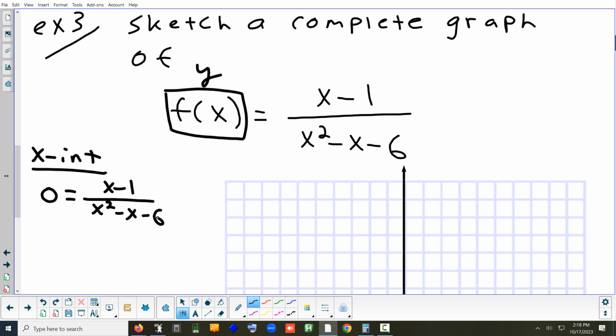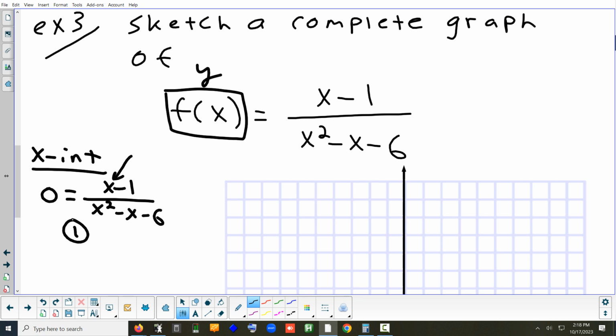Now, there's only one way that a fraction can ever equal 0. How can you divide two numbers and have the answer come out to 0? 0 would have to be in the numerator. So what would you plug in right here for 0 to be in the numerator? 1.